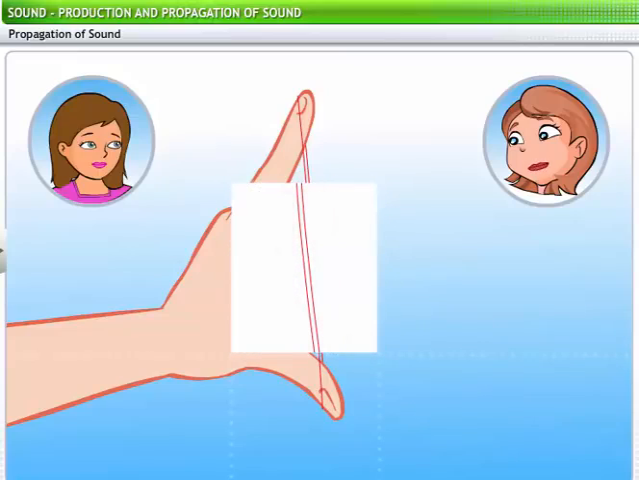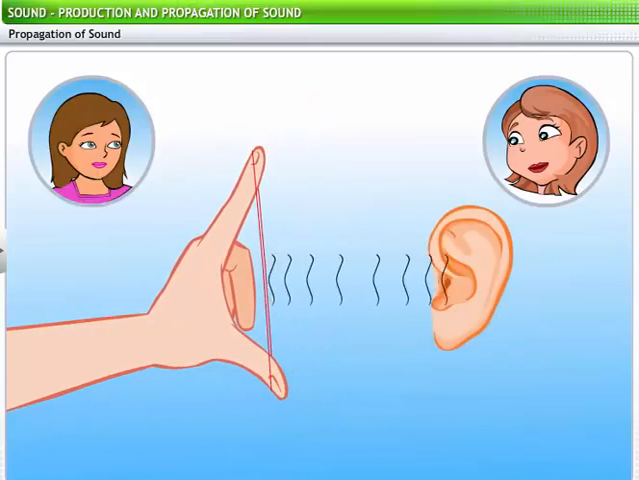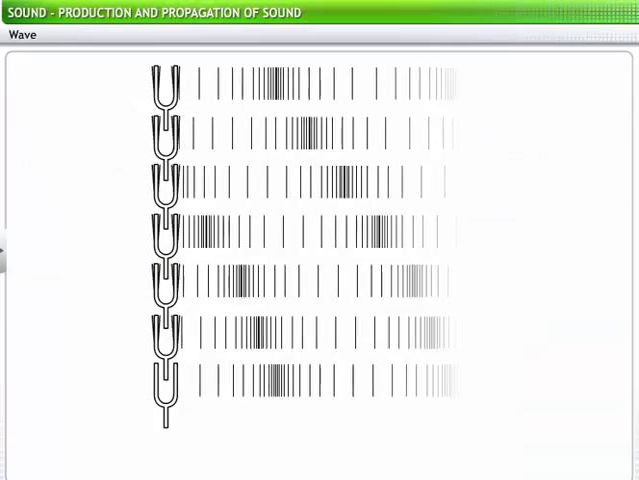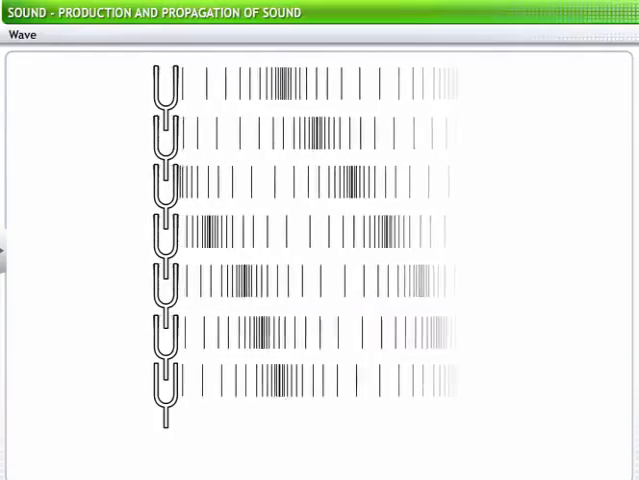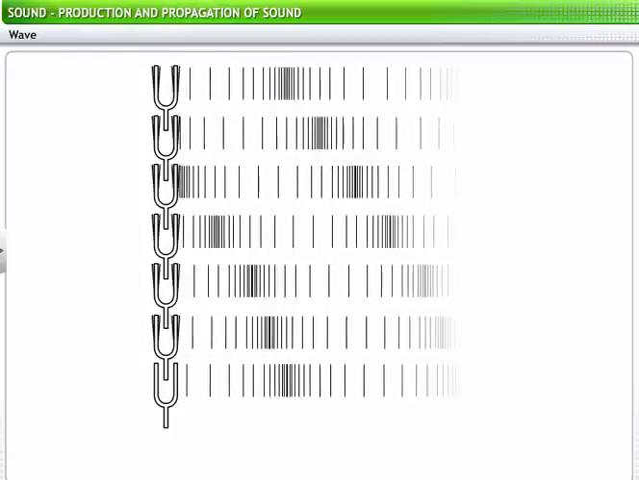These particles vibrate in a direction parallel to the line joining the rubber band and the listener. They in turn displace neighboring particles before returning to a state of rest. This process continues until the sound reaches the listener. As you can see, particles of the medium do not move from the source to the listener, but it is the disturbance in the particles that is carried forward to the listener.